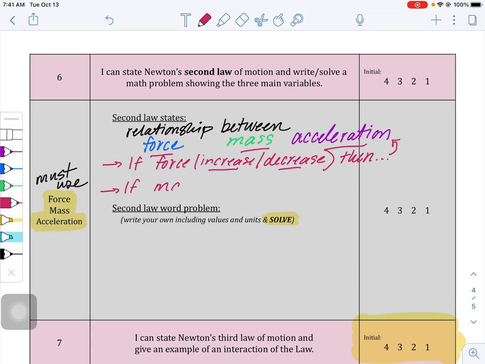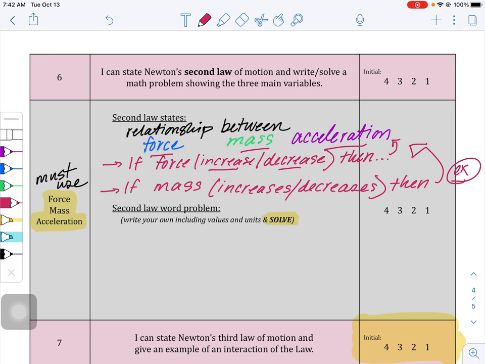Same thing for mass. If mass, and then you can again decide if mass increases or decreases, then again, what do we see happening to acceleration? And you can always include in there an example. So think about times when a mass would change or when a force would change, and what we would notice then about the acceleration.